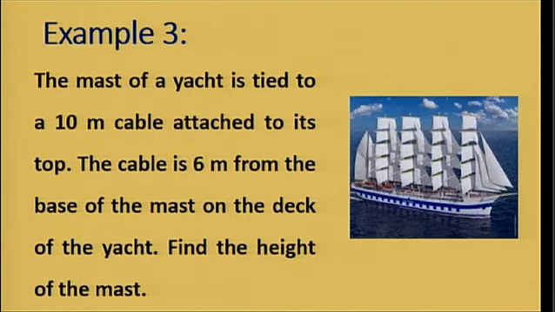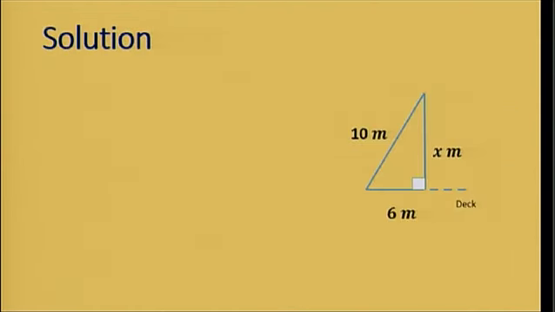We now move on to the third example. The mast of a yacht is tied to a 10-meter cable attached to its top. The cable is 6 meters from the base of the mast on the deck of the yacht. Find the height of the mast. So here's the diagram. You have a length of 10 meters for the hypotenuse. The unknown side is x meters and 6 meters is one of the shorter sides.